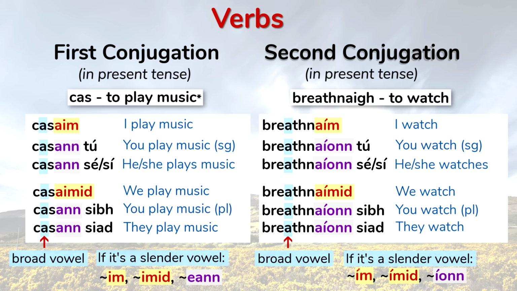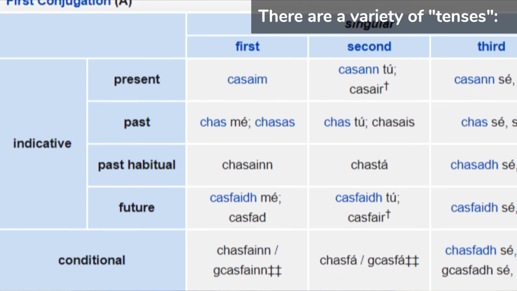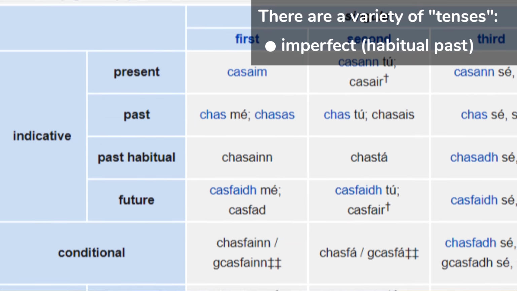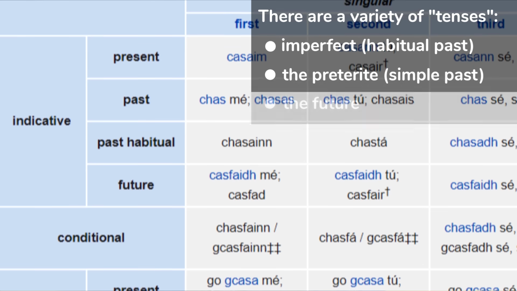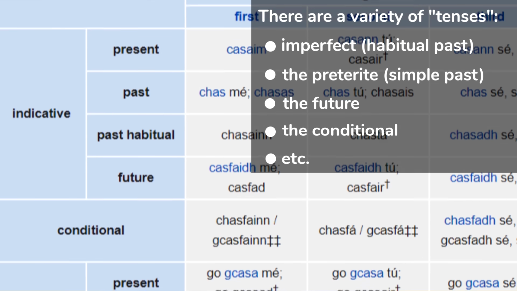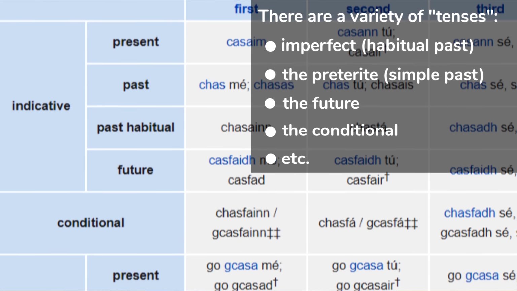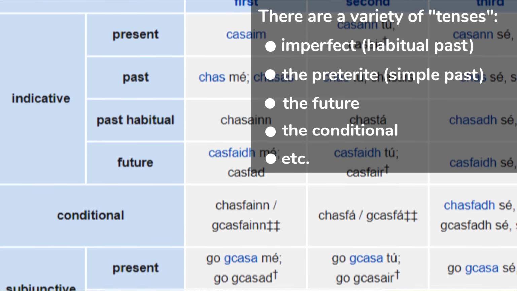That's just in the present tense. There are a variety of different tenses, including the imperfect, in other words, the habitual past, the preterite, in other words, the simple past, the future, and the conditional, which all use a combination of synthetic endings and analytic endings with pronouns.